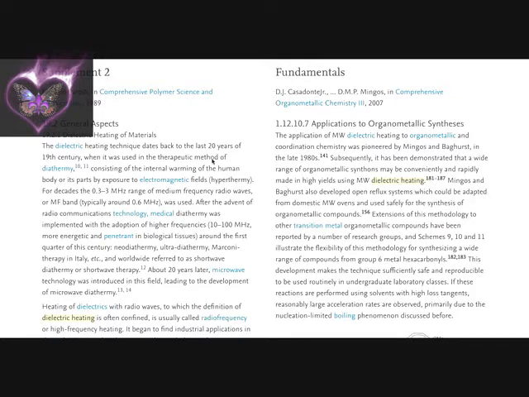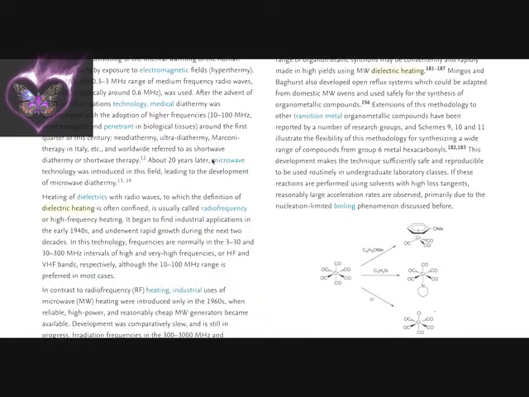About 20 years later, microwave technology was introduced in this field, leading to the development of microwave diathermy. Heating of dielectrics, water, with radio waves, to which the definition of dielectric heating is often confined, is usually called radio frequency or high-frequency heating. It began to find industrial applications in the early 1940s and underwent rapid growth during the next 2 decades.